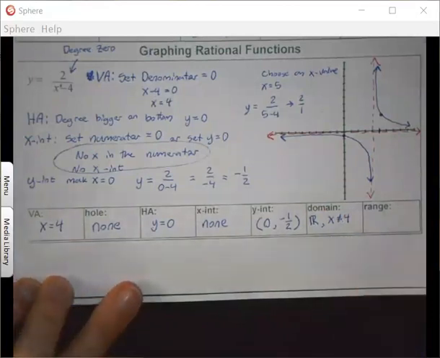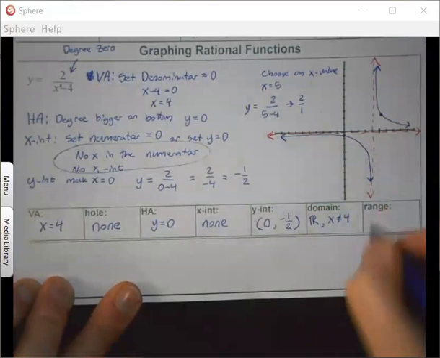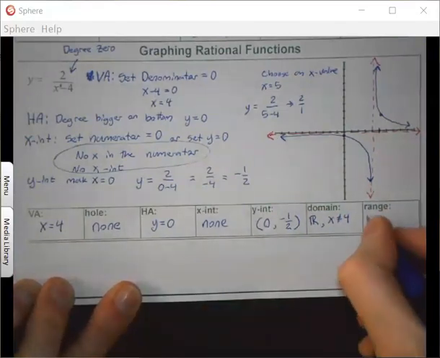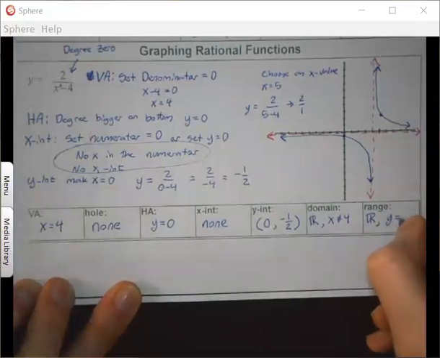Range, we're going to do the same way. Right? You can go up to infinity, you can go down to negative infinity. The only value we cannot have is where our asymptote is. So we can have all real numbers except y cannot be 0.